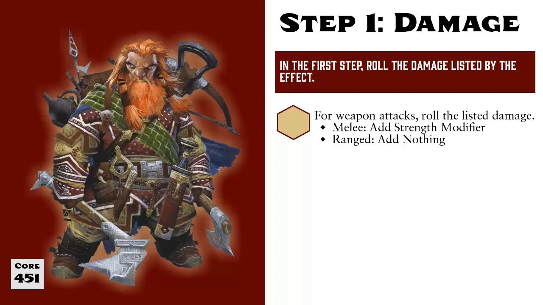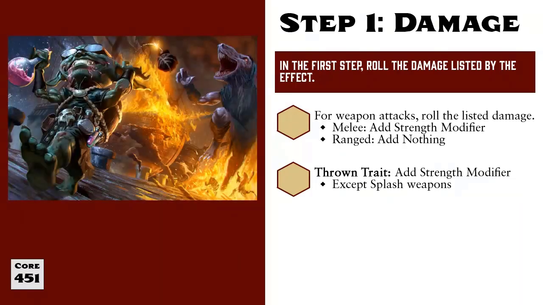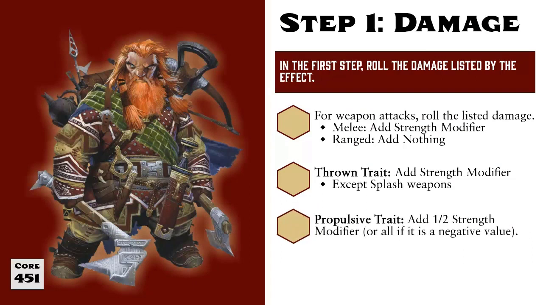And there are a few ways to adjust this damage even further. Weapons with the thrown trait, like javelins, add your strength modifier to their damage even though they're ranged attacks. But there is one notable exception to this. Weapons with the splash trait, like acid flasks or bombs, do not have any strength modifiers added to them, even though they may be thrown. If the weapon has the propulsive trait, like slings and composite bows, you add half your strength modifier to the damage, or all of your strength modifier if that is a negative number.